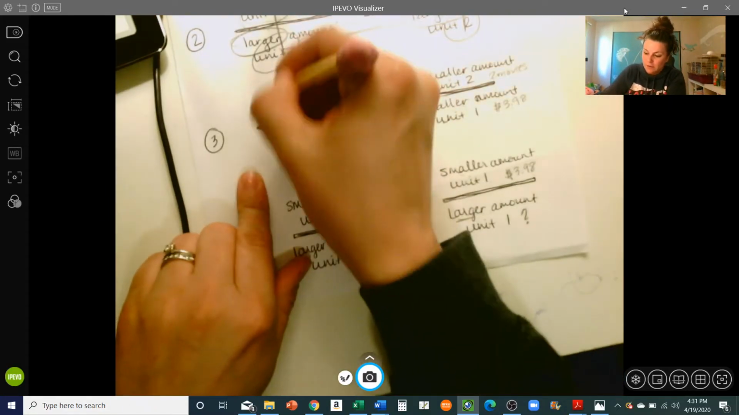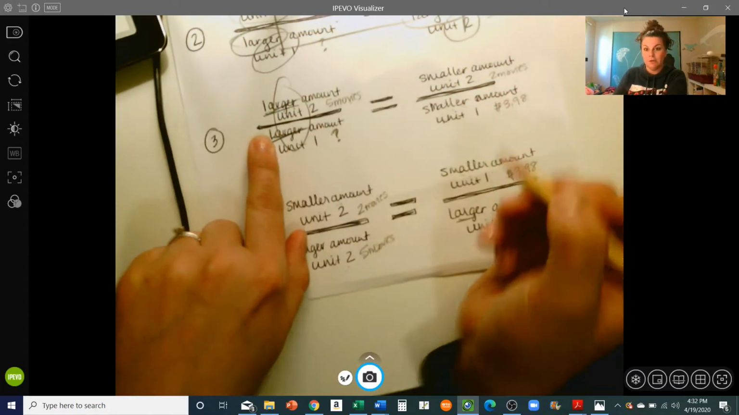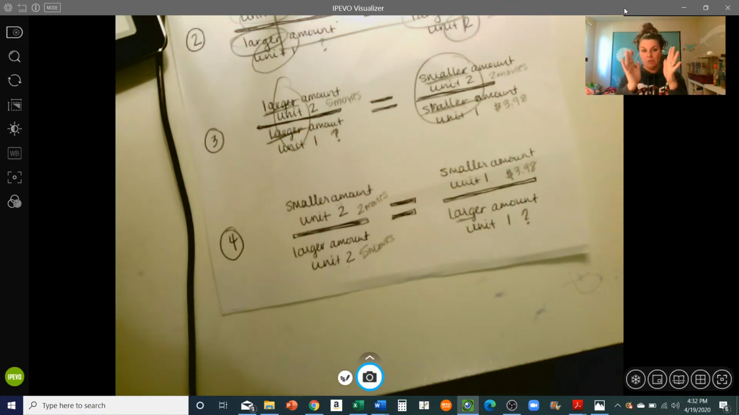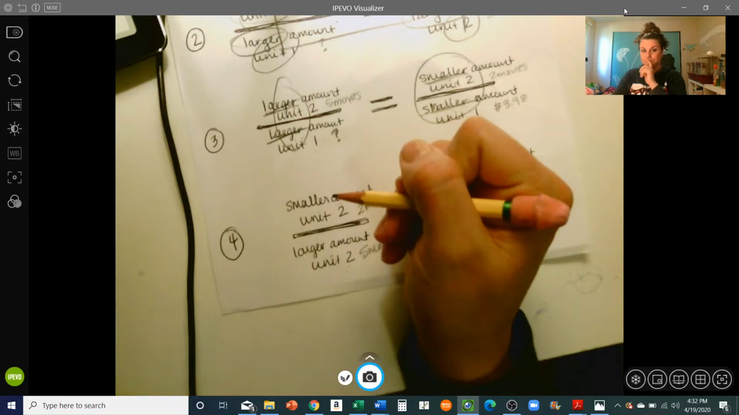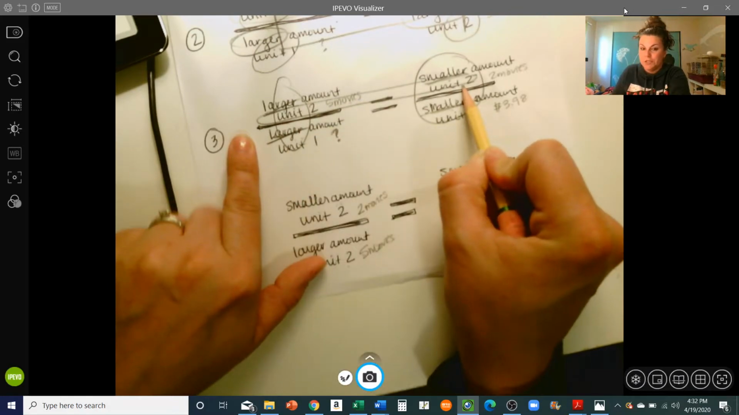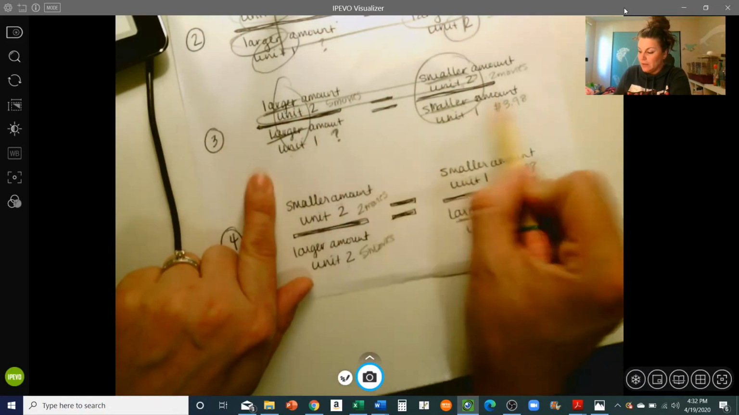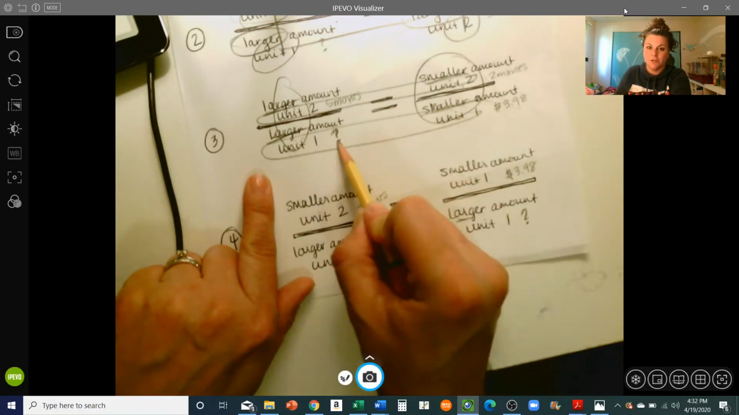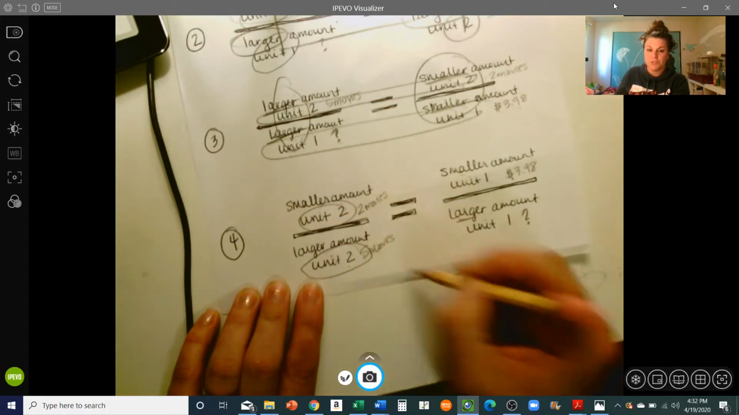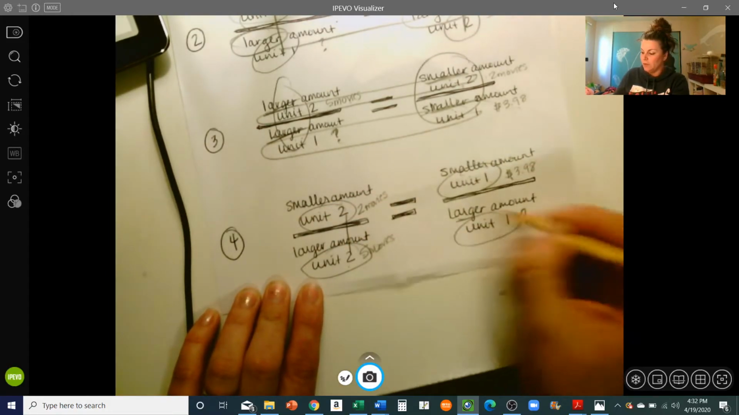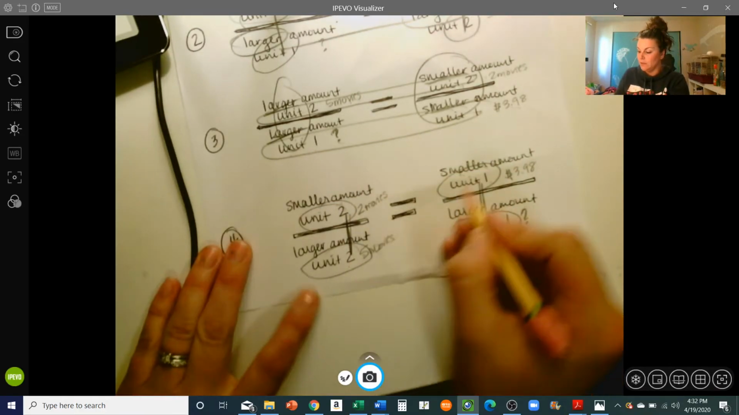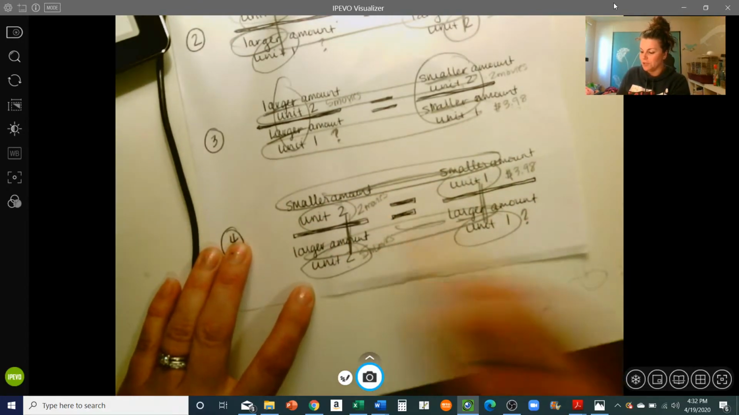Okay, same thing here. Vertically, larger amount. Vertically, smaller. They're in agreement. I don't have larger and smaller. Okay, and then horizontally, I have unit 2 and unit 2, movies and movies, and horizontally I have unit 1 and unit 1, dollars and dollars. And then finally down here, unit 2, unit 2, unit 1, unit 1. Number of movies, dollar amounts. They line up. This way, smaller amount, larger amount, larger amount.